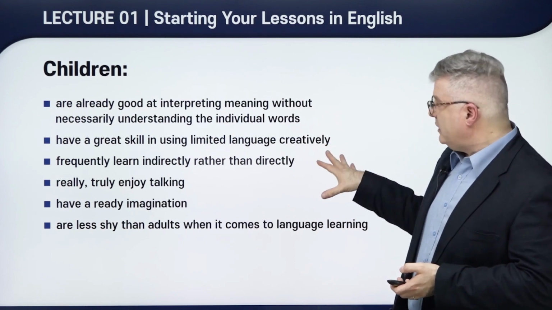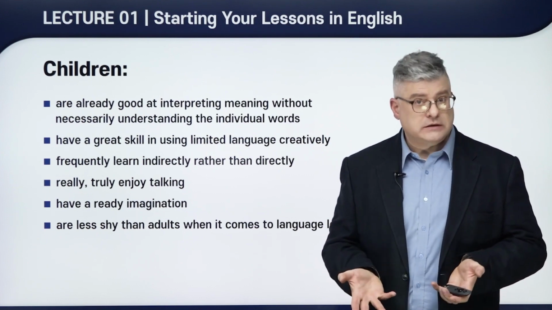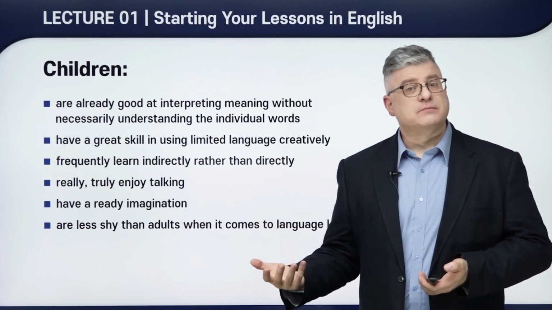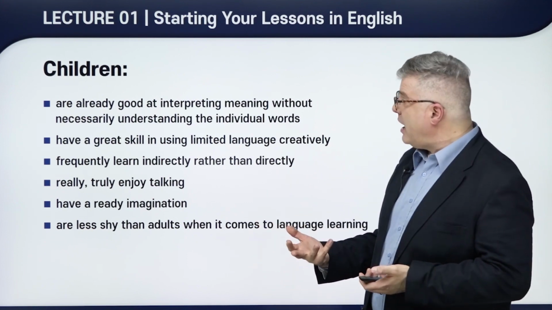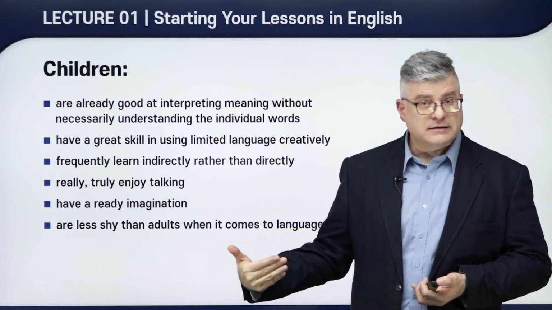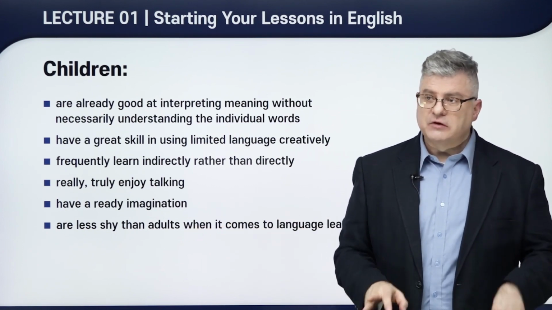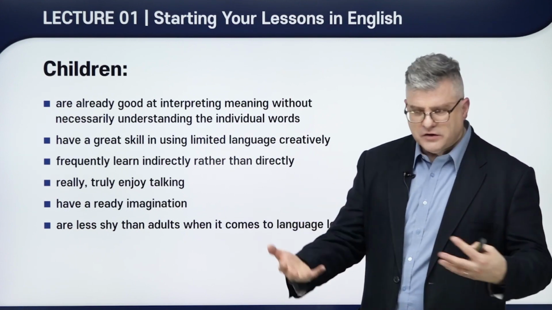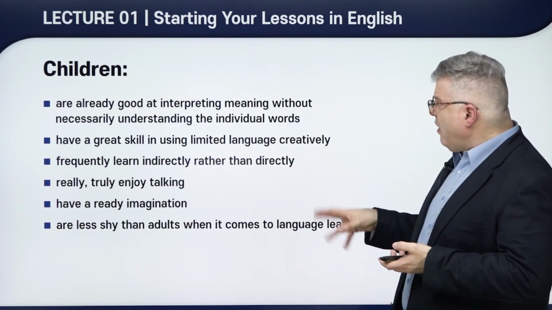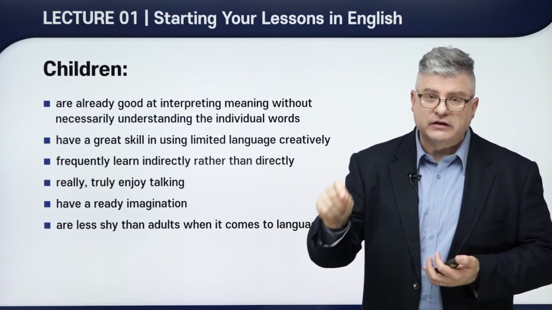Children are pretty good at interpreting meaning without necessarily understanding the individual words. What does that mean? Well, children's vocabulary is pretty small, right? They don't know a lot of words to begin with, whether it's in their first language, L1, or their second language, in our case, English. Their vocabulary is very small, but they are often able to understand what you're talking about, as long as you're talking about things that relate to the kids' world. So they are pretty good at interpreting meaning, even though they don't understand exactly every single word.